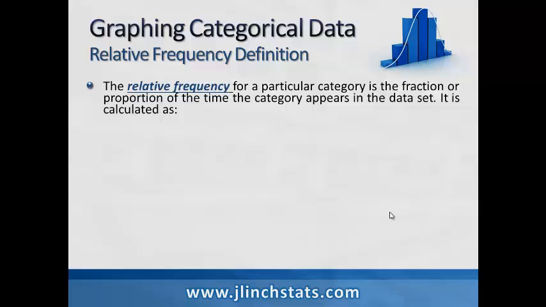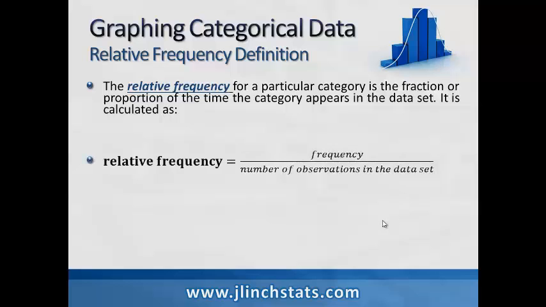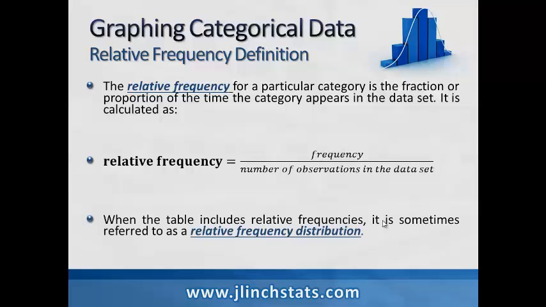And it's a very simple calculation. To calculate a relative frequency, we basically take the frequency, the count, the number of times an item appears, divided by the total number of observations in the data set. So we're just really converting a frequency or a count into a percentage by taking the frequency over the total number of observations in the data set. When the table includes relative frequency, it is sometimes referred to as a relative frequency distribution. So we have a frequency distribution, which is a distribution by counts, and we could also extend that into a relative frequency distribution, which is going to be a table that basically displays the percentages as well.